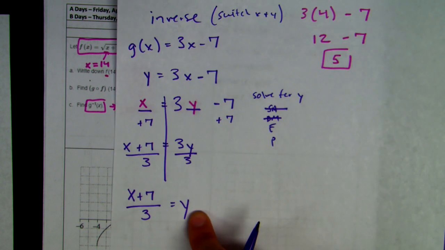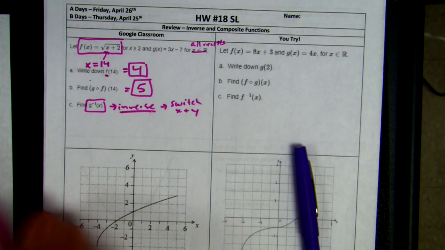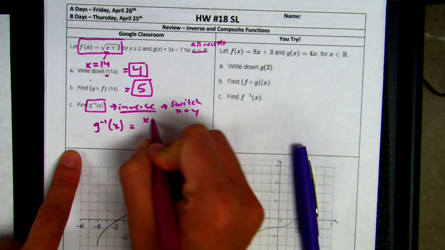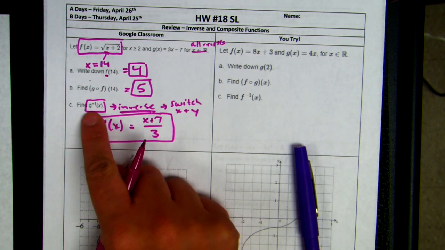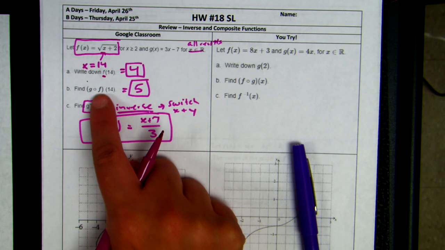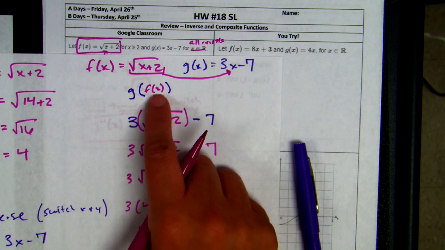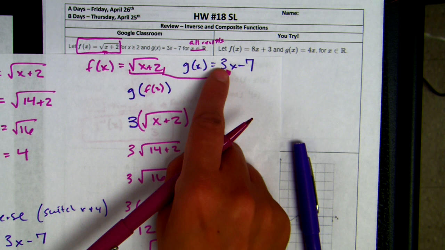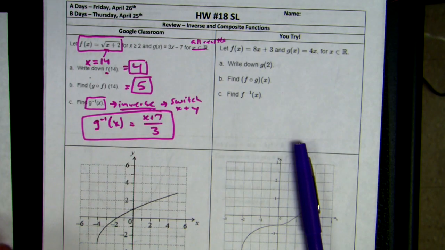I've gotten y by itself, so that is my inverse. G to the negative 1 of x is equal to x plus 7 over 3. Remember, inverse just means to switch your x and y values. These questions can be tricky because of the notation. Remember, if you see functions like this, it means composite function. Inside function replaces the x of the outside function. This notation with the negative 1 means inverse, switch your x and y values. Okay, that's it for this section.